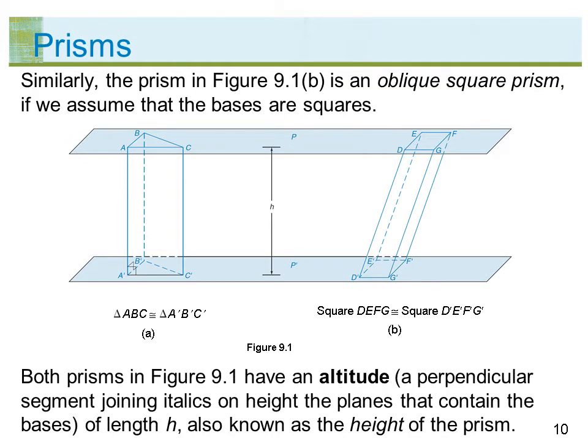Both prisms in figure 9.1 have an altitude, a perpendicular segment joining the planes that contain the bases, of length h, also known as the height of the prism.